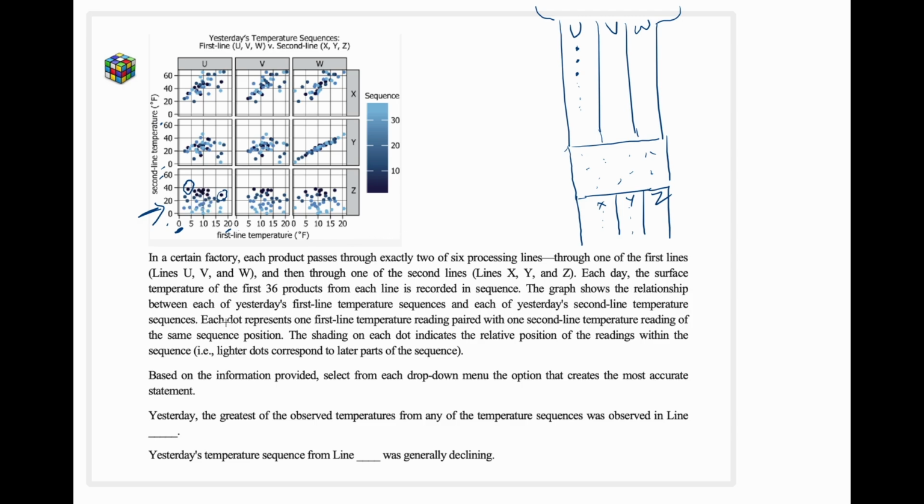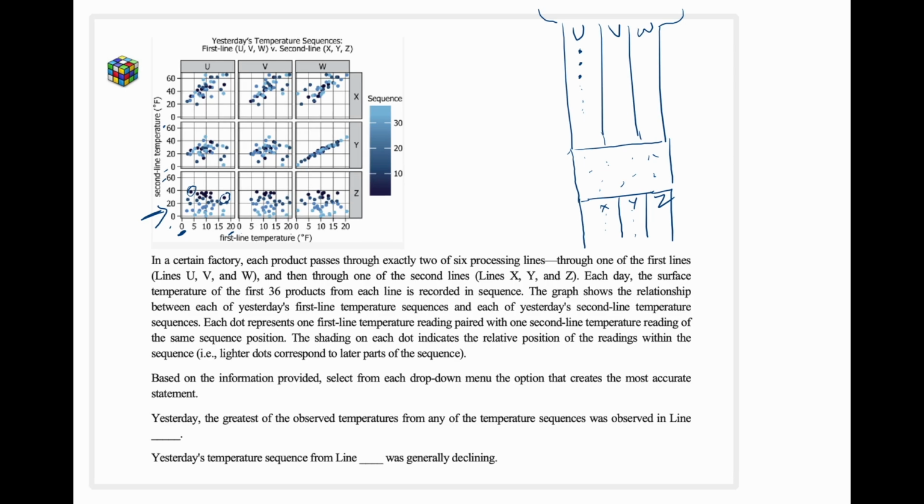All right. Now, the shading on each dot indicates the relative position of the readings within the sequence, that is, the lighter dots correspond to later parts of the sequence. So the products that came first are represented by the darker dots, and the ones that came later are represented by the lighter dots. So here, these would be the first, second, third product of these sequences, and these would be the last few, 34th, 35th, 36th products, etc. Let's take a look at the questions now.